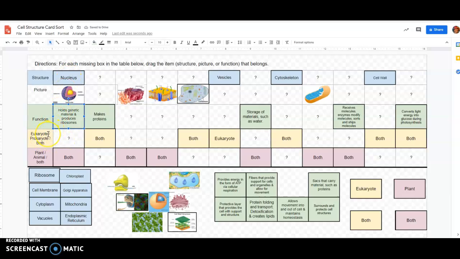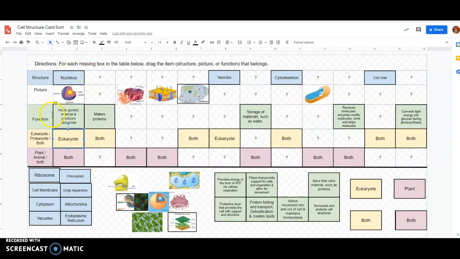Does the nucleus belong to a eukaryote or a prokaryote or both? Well, prokaryotes do not have nuclei, and so it would only be in the eukaryote. So I'm going to go ahead and put that there. And then plant and animal, it's in both, and that was already there for you.